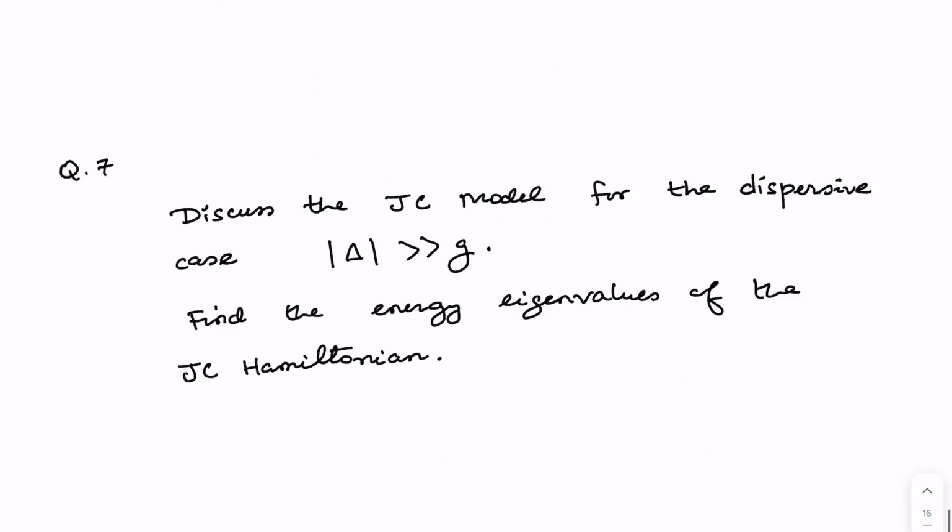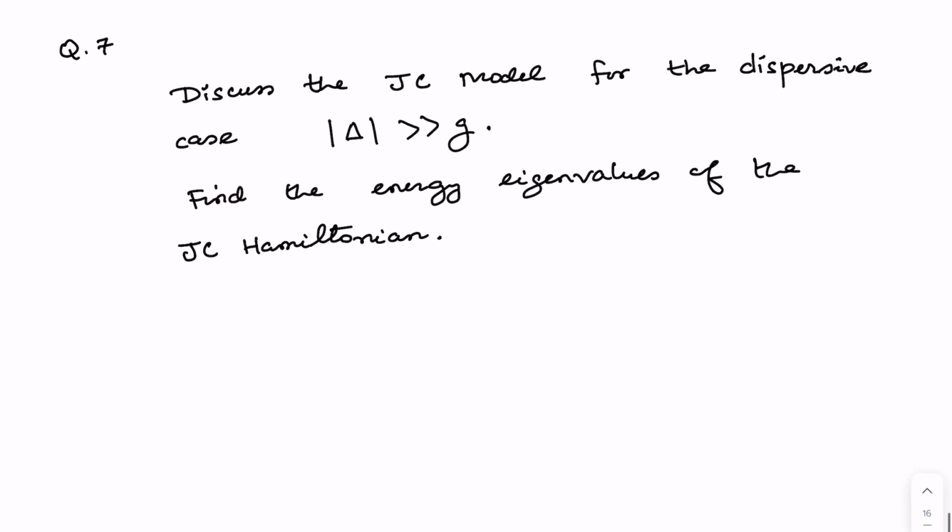Now let us do this final problem of this problem solving session. You are asked to discuss the Jaynes-Cummings model for the dispersive case, where the magnitude of the detuning is much greater than that of the coupling between the field and the atom. Then you have to find the energy eigenvalues of the JC Hamiltonian.